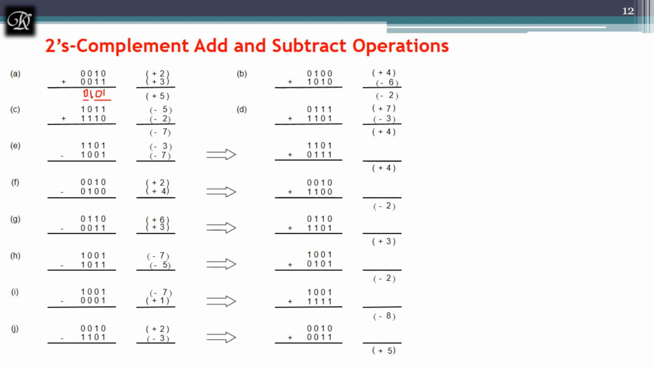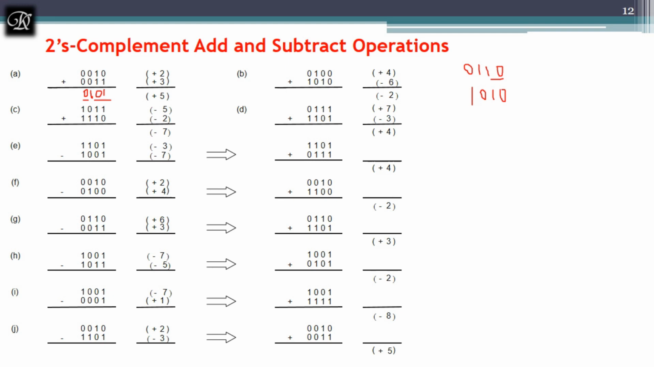Next, coming to the second example, where we have to add plus 4 and minus 6. Plus 4 is 0 1 0 0, and minus 6, actually the positive 6 is 0 1 1 0, and the 2's complement of this is, as I told, you have to keep all the bits until you encounter 1, that is 1 0, and the complement of the rest will become 0, this will become 1. Now 1 0 1 0 is the 2's complement of positive 6, which is nothing but negative 6.